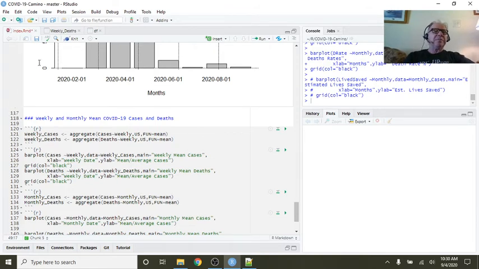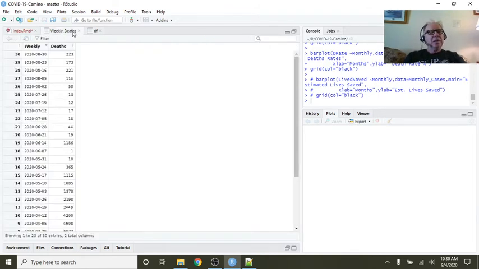Okay, but if we say, what's 220 cases a week? Two twenty divided by 7. Okay, so right now for the week of August 30th, which extends to September 5th, Spain is averaging about 31 deaths per day.